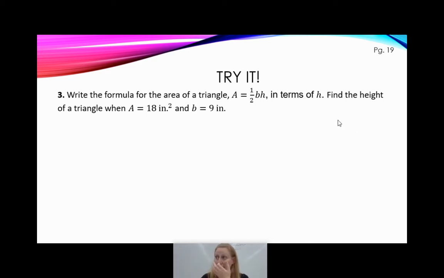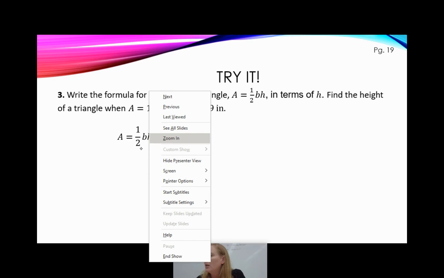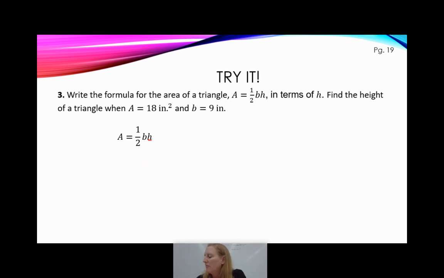So we're actually asked to do 2 things, right? The first thing we're asked to do is to write the formula for the area of the triangle, which you know is A equals 1/2 base times height, in terms of H. So I want to take this formula and I want to solve for H. I want to get the H all alone on its own. Sorry, my pen's being funky.